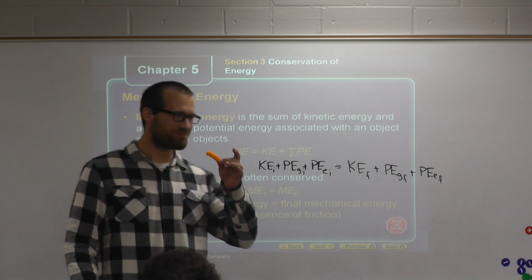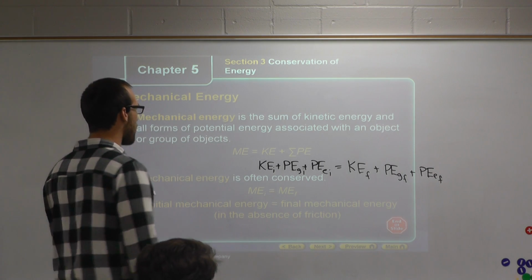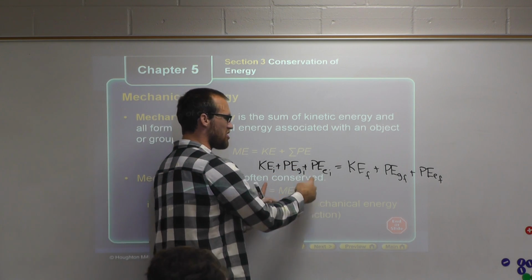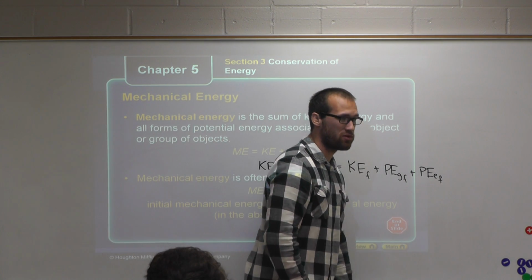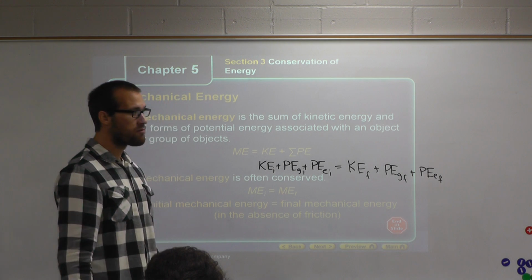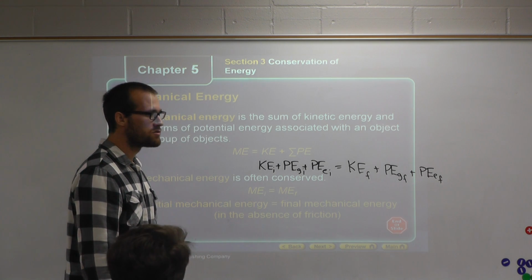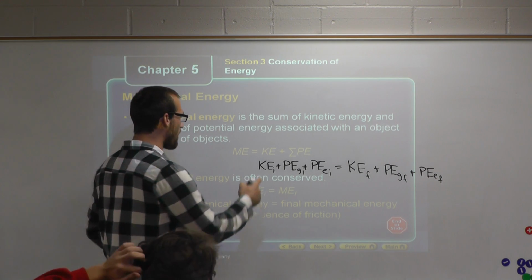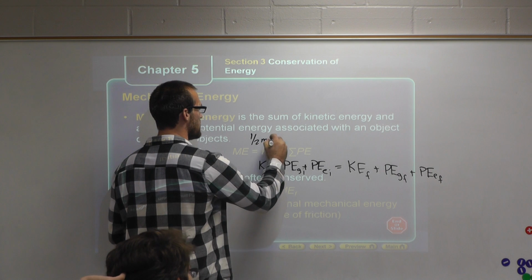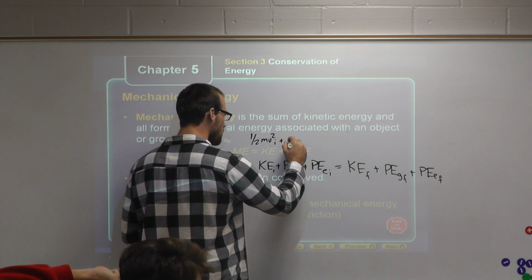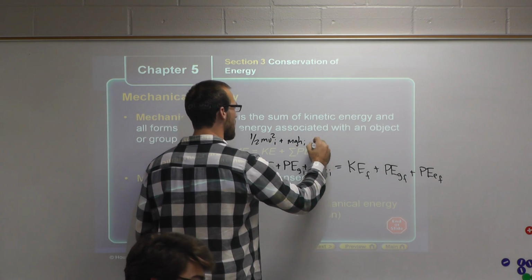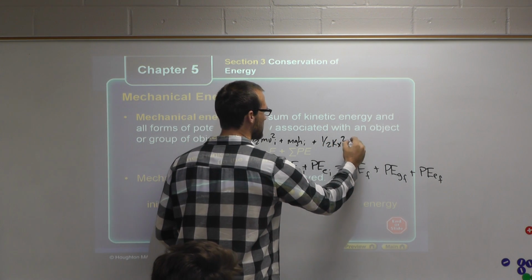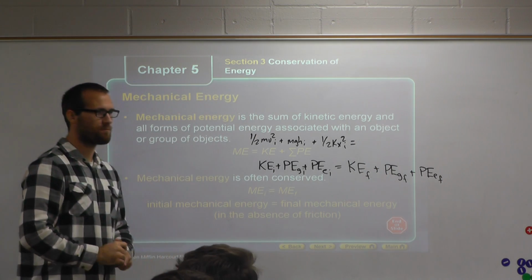Why is it equals? Because the total mechanical energy should be conserved. So these numbers are going to change, but the sum of them should equal each other. I could write the whole initial thing: 1/2 mv squared initial plus mgh initial plus 1/2 kx squared initial equals... I could continue to do that, but I'm not going to.